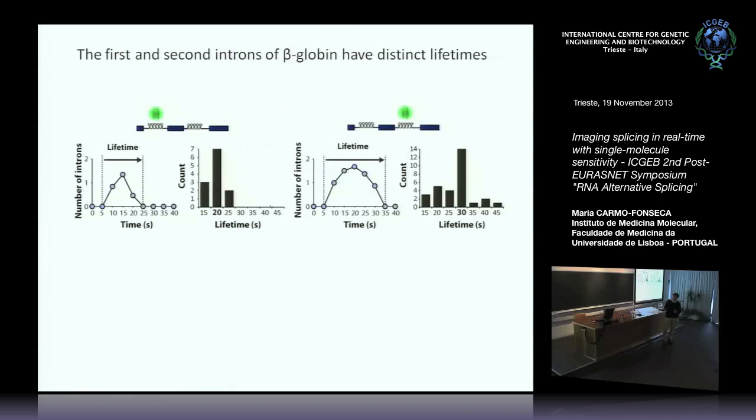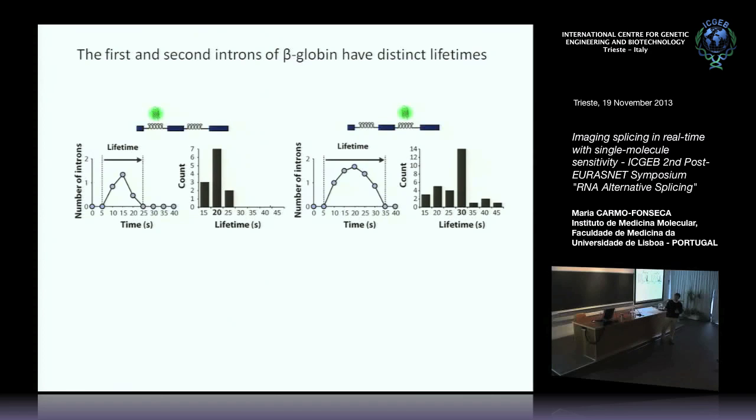But we can already detect a difference in kinetics between the two introns, and this was kind of expected and fits with a number of previous biochemical observations indicating that the removal of the second intron in beta-globin is coupled to 3' end formation. So it would be expected that it takes longer to splice the second intron.